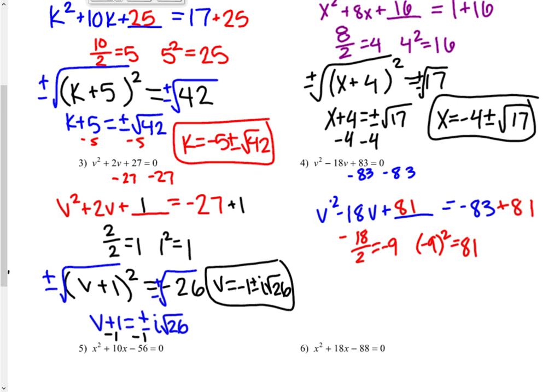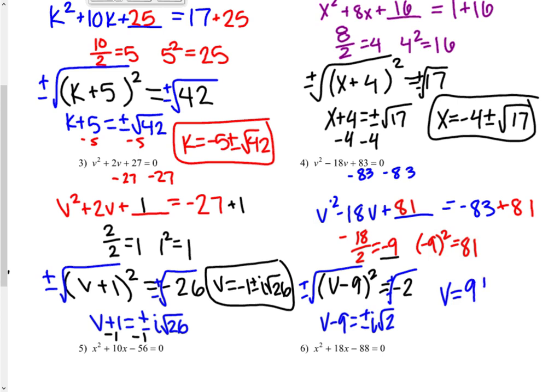Rewrite completing the square. V, our middle term divided by 2, so v minus 9 squared equals negative 83 plus 81, which is negative 2. Take the square root of both sides. I have v minus 9 equals plus or minus. Take the negative out with an i. Square root of 2 stays underneath because we can't simplify that. Add 9 to both sides, and v equals 9 plus or minus i square root of 2.